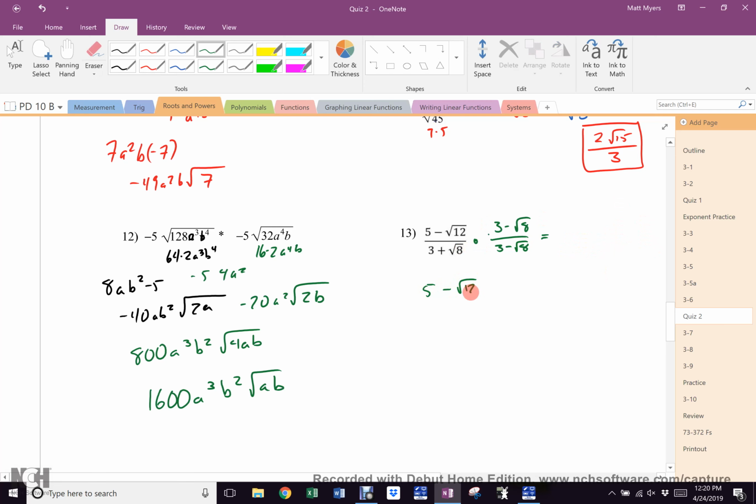5 minus root 12 times 3 minus root 8. And I will do this in green, and then I will do it with the simplified ones, just in case. That is 15 minus 5 root 8 minus 3 root 12 plus root 96. Then you simplify to 15 minus 10 root 2 minus 6 root 3 plus 4 root 6 for your final answer.